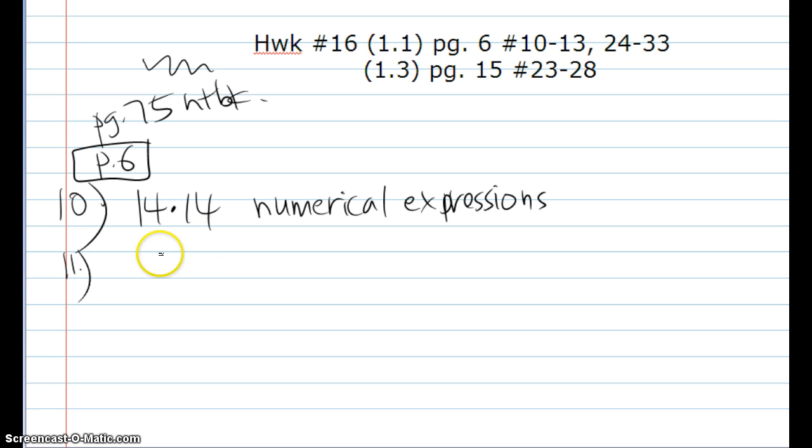Number 11, if I have D plus 54, because there's a variable, I call this a variable expression, and the variable that is here is the letter D.